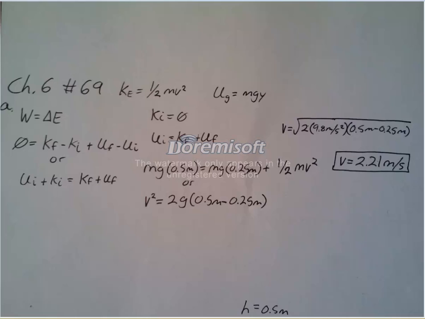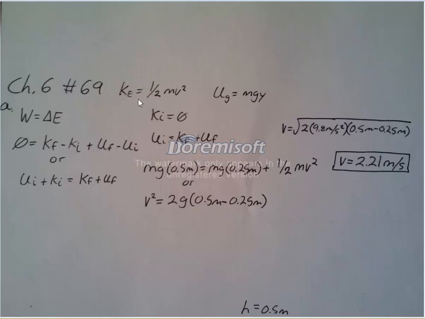So we can use W equals delta E. Work would be 0. If we rearrange this, we'll get Kf minus Ki plus Uf minus Ui, or if we rearrange it even more, we get that. We know K of i would be equal to 0. We want to solve for v squared, or sorry, for the velocity v.